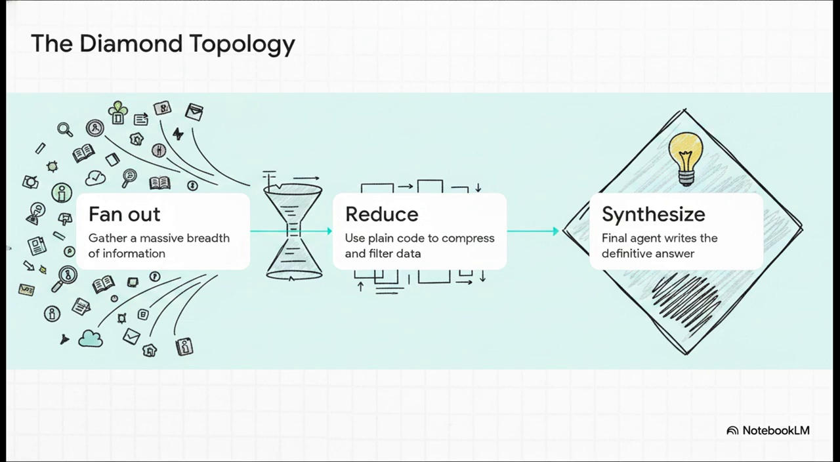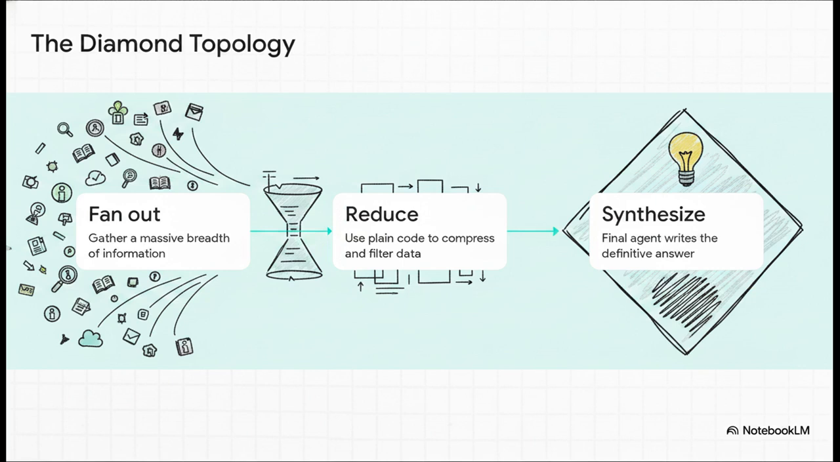This is the ultimate workhorse topology of every serious AI graph. It's a three-step process that forms the skeleton of a market scan, a code review, or a massive research report. First, you fan out to gather a huge breadth of information. Then, you use plain, zero-token code to reduce, flatten, and filter that data. Finally, you synthesize by passing that compressed data to a final agent to write the definitive answer.